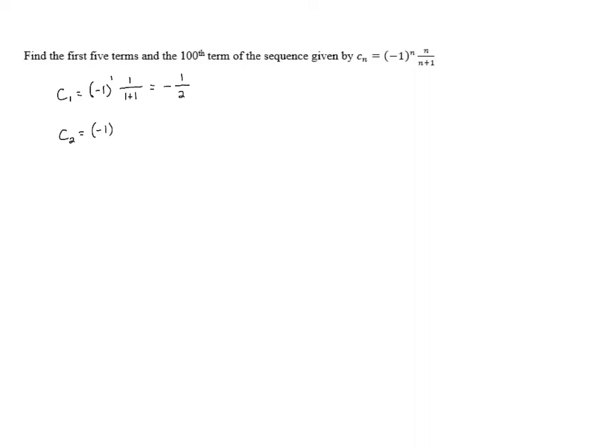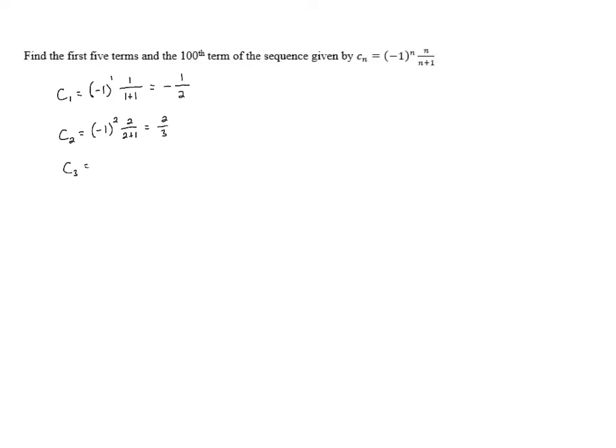Let's look at the second term, c sub 2. In this case, we have -1 to the second power times 2 over 2 plus 1. Now here, a negative times a negative is a positive, so these negative ones will cancel out, and we're left with positive 2 over 3, or positive 2/3.